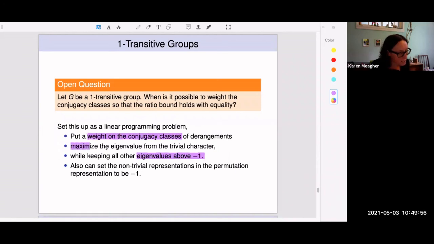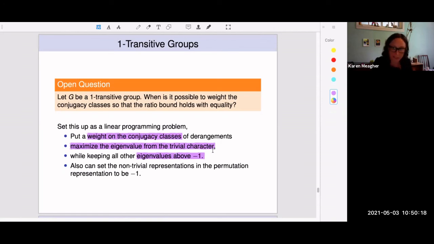And -1 is just a convenient number to use. And then I want to maximize the degree. So I'm trying to get the biggest ratio between the degree and the least eigenvalue. So if I force the least ones to be -1 and maximize the largest, the eigenvalue coming from the trivial character, that should give me the best bound. And when can I find such a weighting that's going to work?